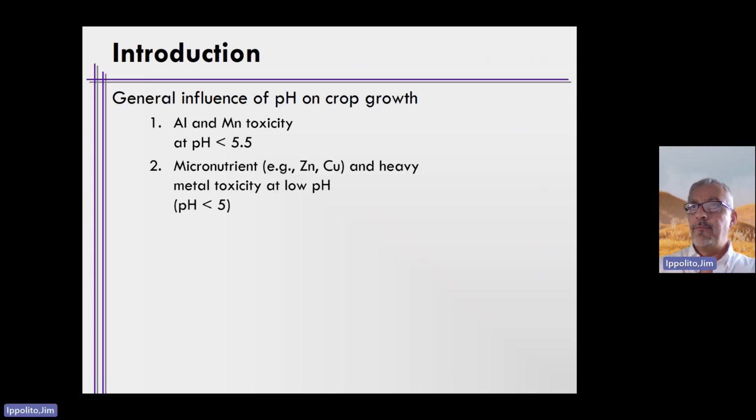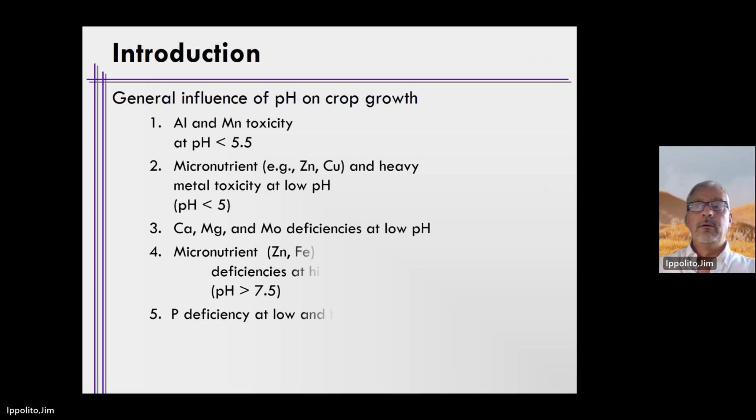Another general influence of pH is that micronutrient concentrations and heavy metal concentrations tend to become toxic at pH values less than 5. For the micronutrients, this is true for zinc and copper, but that also holds true for other heavy metals like lead and cadmium, etc., below about pH 5. Point number 3 is that calcium, magnesium, and molybdenum deficiencies can occur at low pH values.